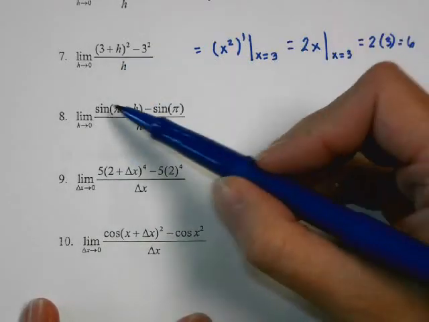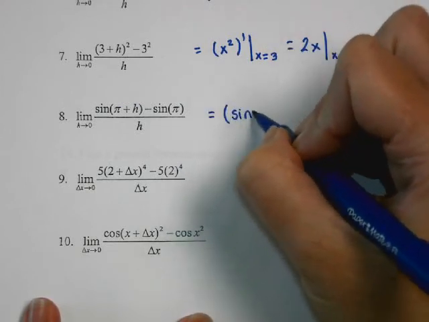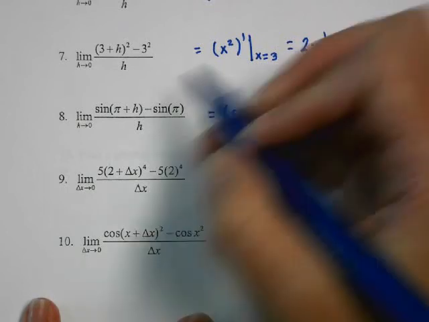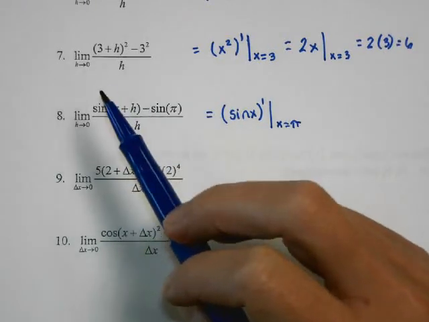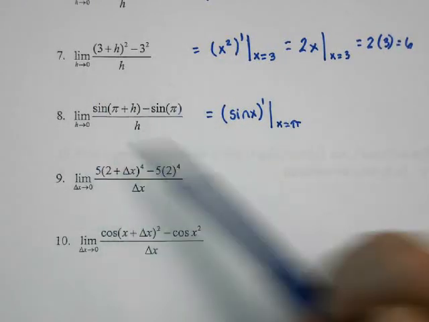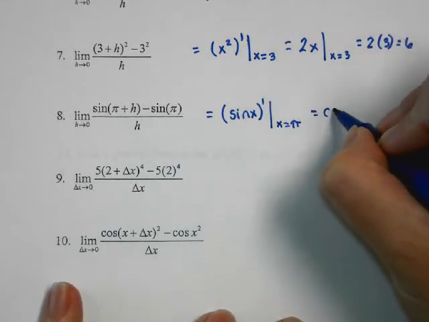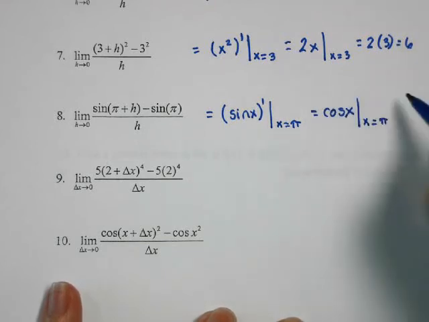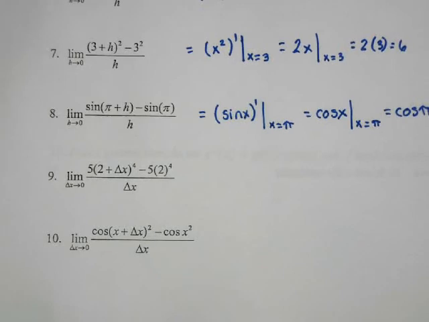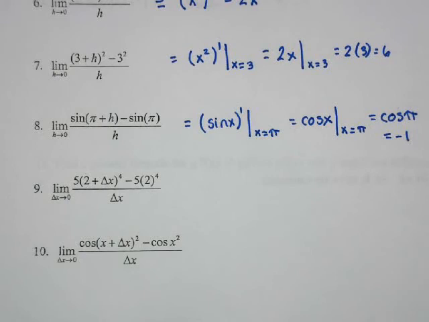This one, our function that we're taking the derivative of is sine of x. We're evaluating that when x is pi. So you don't have to do the limit derivative. We're just saying that this is another way of saying this. So the derivative of sine is cosine. And we're going to evaluate that at pi. So that's going to be the cosine of pi. So that's the x value at pi on our unit circle, which is -1.